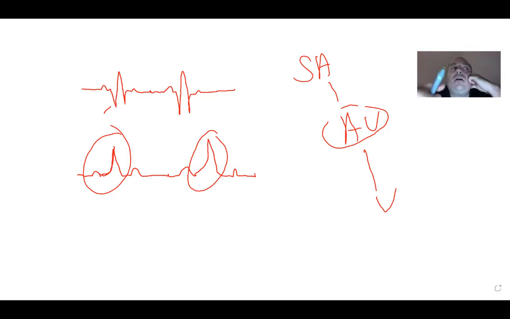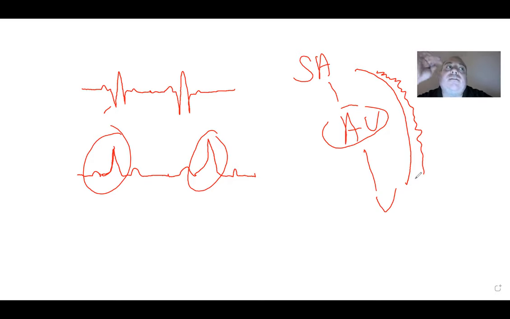Why do we care about WPW? Well, a couple things. Because we have this electrical accessory pathway where electricity can go from the SA directly to the ventricles, bypassing the AV, these people are going to be more prone to what we call tachyarrhythmias. So they're more prone to going into things like SVTs, things like AFib RVRs, things of that nature. And that can be problematic, right?